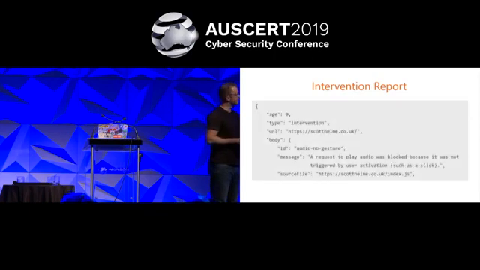Let's take a look at an intervention report and get a picture of what one of those things might be. So here's an intervention report. Similar JSON format again, type intervention. You went to my website, the ID is audio no gesture, and the message is: a request to play audio was blocked because it was not triggered by user activation.